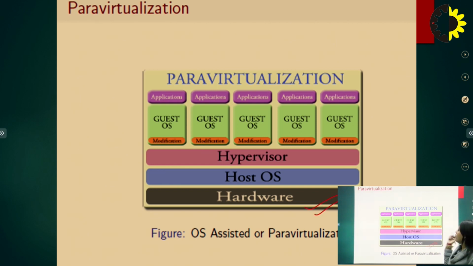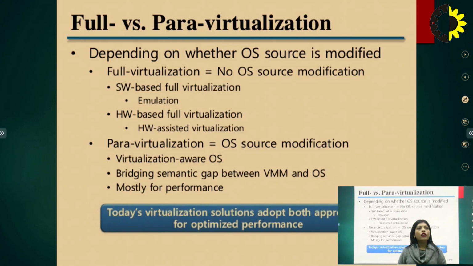In this diagram we have the hardware and host operating system. After that we have a hypervisor. Next we have a guest operating system, because in para-virtualization we have only guest operating system, and after the operating system multiple applications run on that operating system.